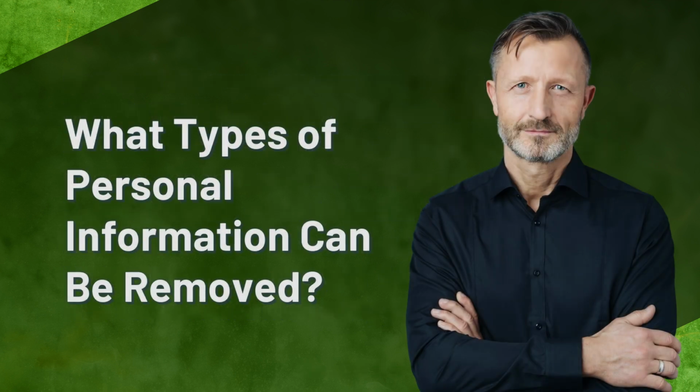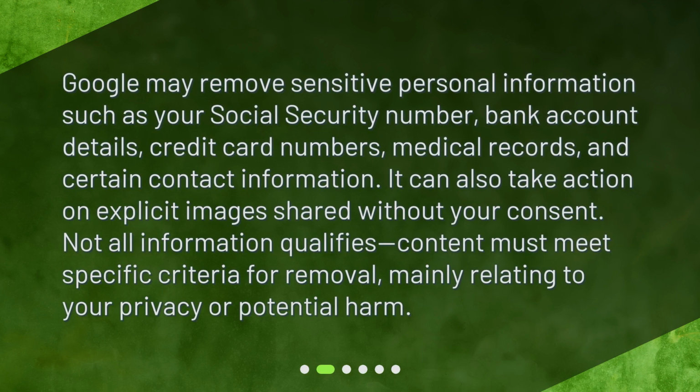What types of personal information can be removed? Google may remove sensitive personal information, such as your social security number, bank account details, credit card numbers, medical records, and certain contact information. It can also take action on explicit images shared without your consent. Not all information qualifies. Content must meet specific criteria for removal, mainly relating to your privacy or potential harm.